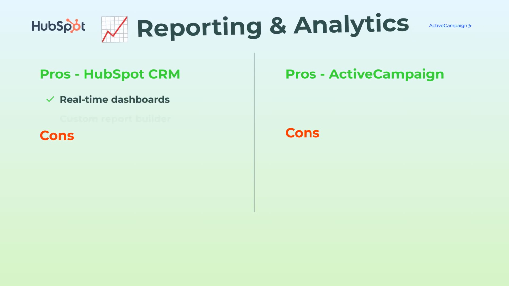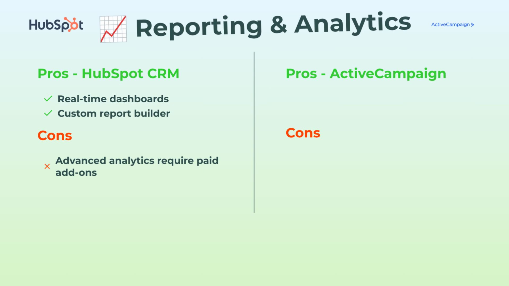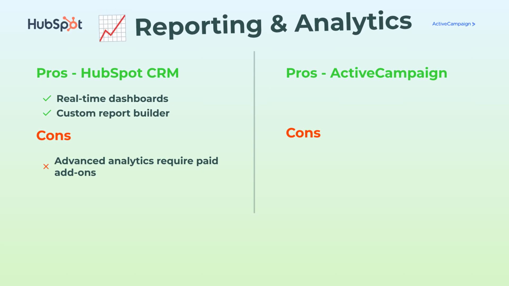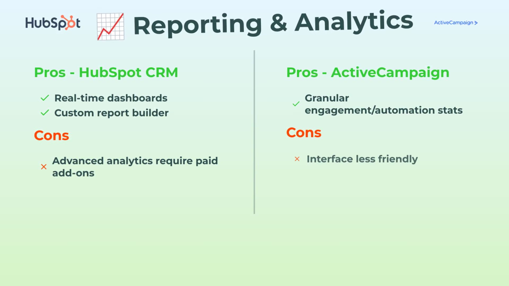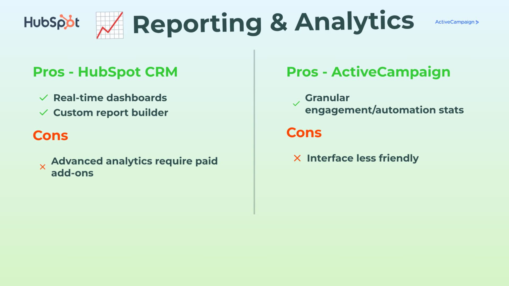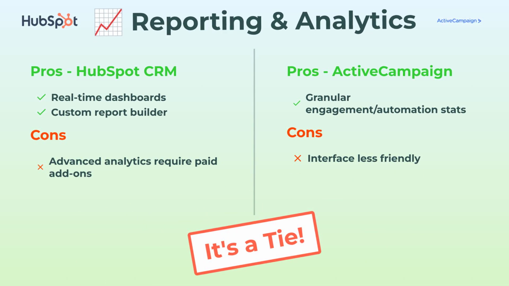Let's crunch some numbers with reporting and analytics. Both of these are actually pretty strong here. HubSpot gives you those real-time dashboards, plus a custom report builder. Only catch? Super deep analytics. Yeah, not free. You gotta pay up. ActiveCampaign brings detailed engagement stats, especially for your automations, but the interface is a bit less user-friendly. It's a straight-up tie in this round.